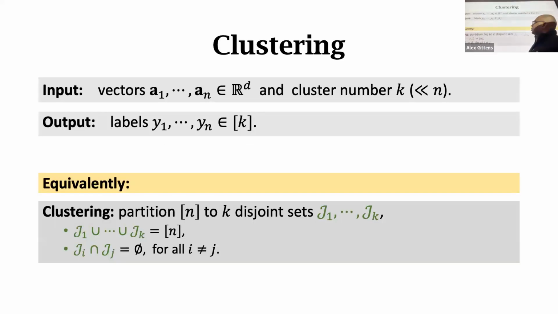Okay, so we've all seen clustering before. The idea is we have some d-dimensional vectors and we want to cluster them into some number of clusters, let's say k. And the output of this clustering algorithm is going to be a label on each of these points that says which cluster it's in. And you can think of this equivalently as you're partitioning your numbers from 1 to n into k disjoint sets, right? So their union is the numbers from 1 to n and they don't overlap.